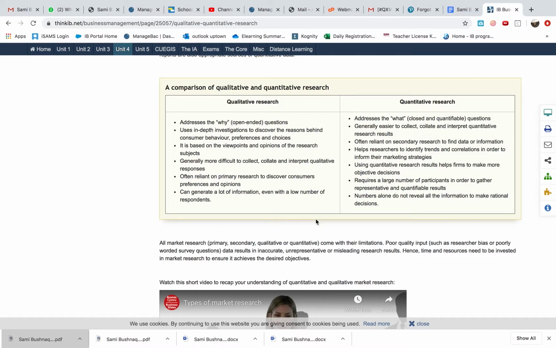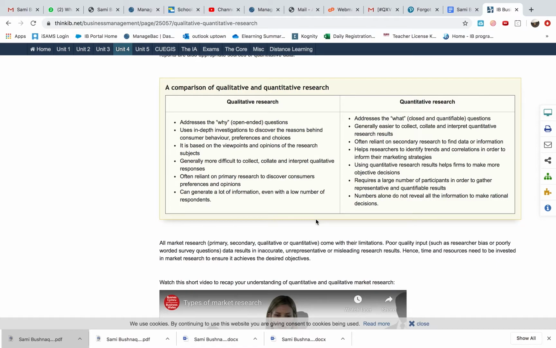It's often reliant on primary research to discover consumers' preferences and opinions. So qualitative research has to be done through primary. You can't really get it as much through secondary. It can generate a lot of information with a low number of respondents. So you can get so much out of very few people.